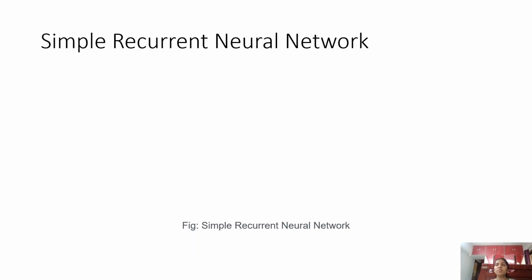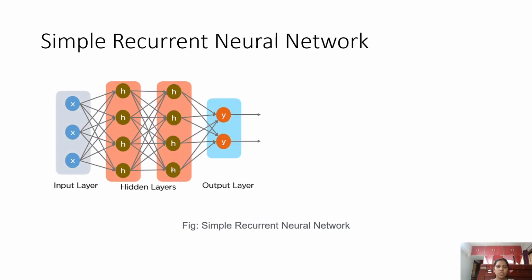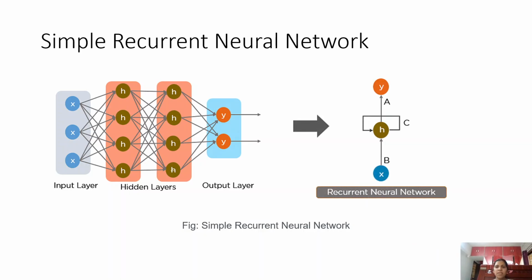So now we could say how a simple recurrent neural network differs from the artificial neural network. A simple neural network, an artificial neural network, has an input layer, some hidden layers, and an output layer. The activation functions are in the hidden layers, and weights and biases are inside these connections. So this will be converted into a recurrent neural network.